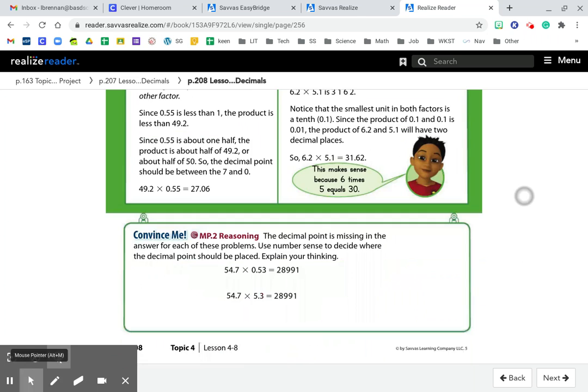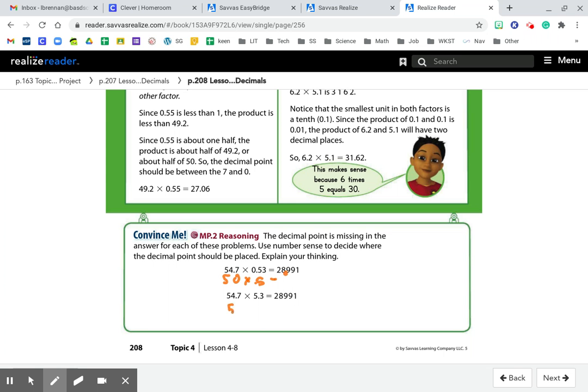The decimal point is missing in the following problems. Use your number sense. 54 times 0.5, and if we round that to 50, and we remember that 0.53 is around 0.5, which is a half. So 50 times a half, or half of 50, is 25. So I'm going to probably guess that the decimal is after the 28 when I use my number sense.